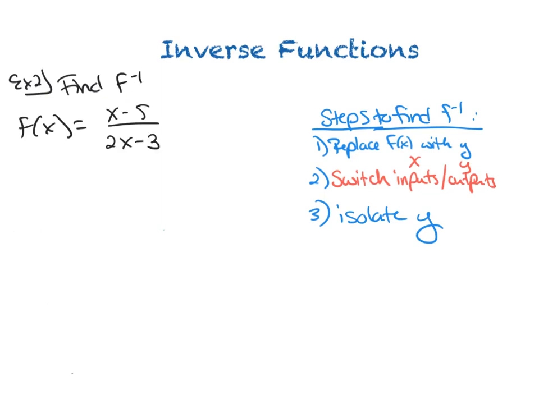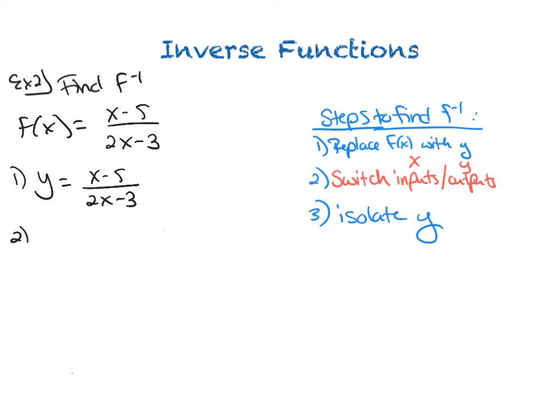Let's find the inverse function for f inverse, when f of x is equal to x minus 5 over 2x minus 3. Now, the important step isn't what's hard here. That's the step in red, step 2. It's that last step of isolating y that will be difficult. But the first couple steps won't be so bad. We're going to switch out f of x with y. So y equals x minus 5 over 2x minus 3.